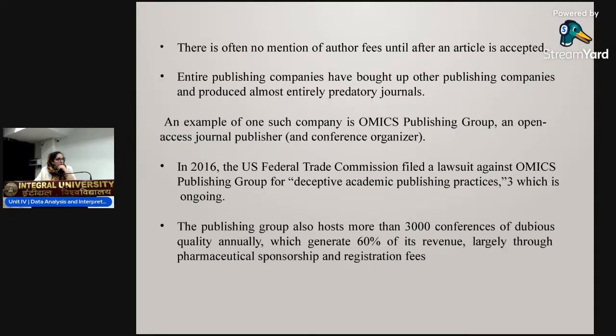Unless you yourself want to publish in their journal. But it's useless. Why would you want to waste your data? Entire publishing companies have bought up other publishing companies and produced almost entirely predatory journals. An example of one such company is Omics.